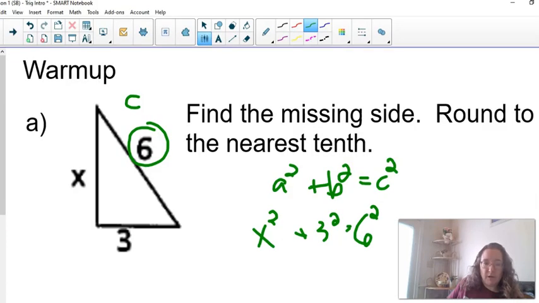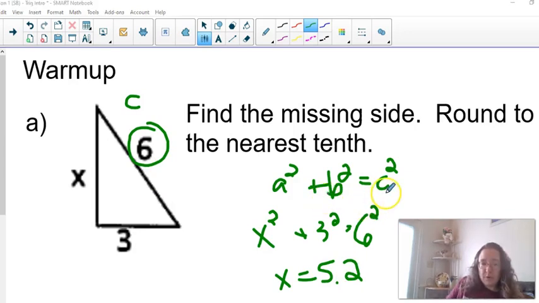If we're rounding to the tenth place, then that would be about 5.2. And so x equals 5.2. Is that a reasonable answer? Let's check. Our hypotenuse has to be the biggest side, so 6 has to be the biggest. 5.2, that's a reasonable answer. All right, good job.